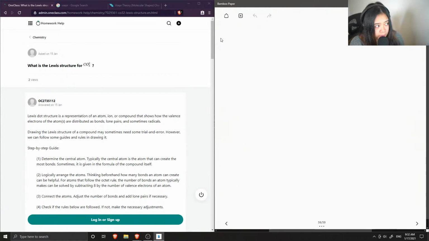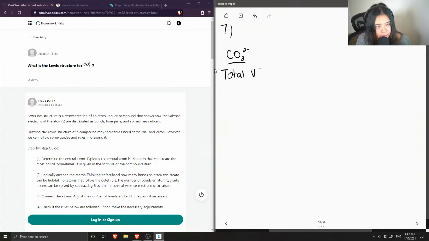Okay, so question number 7. What is the Lewis structure for CO3 2-, which is our carbonate ion? So first, let's calculate the total number of valence electrons. Carbon has 4 valence electrons. Oxygen has 6. And there are 3 oxygen atoms, so we multiply that by 3.